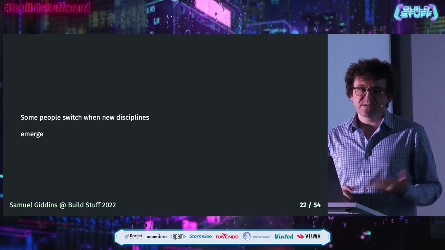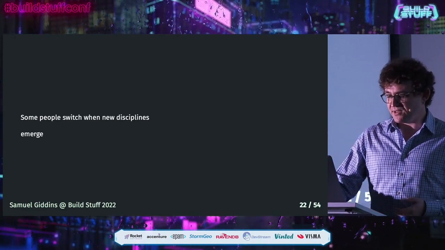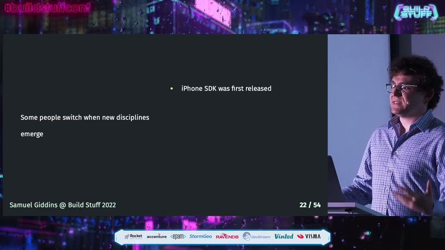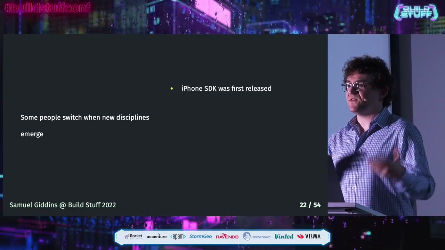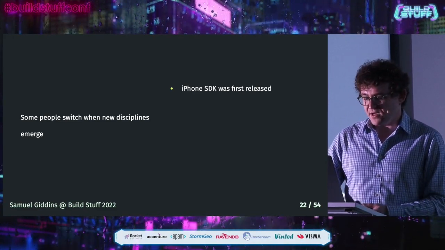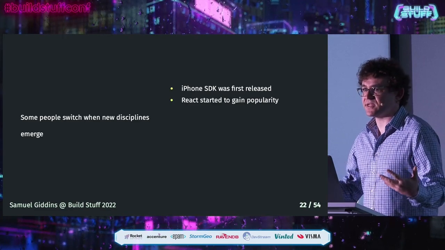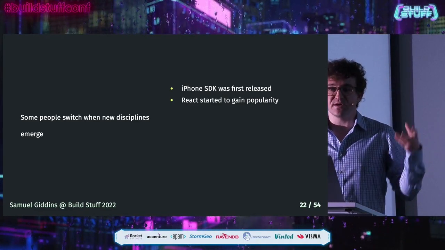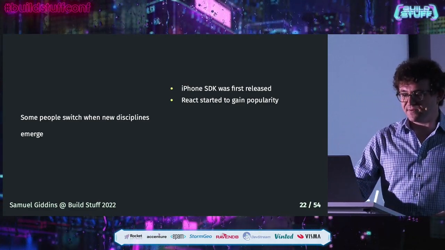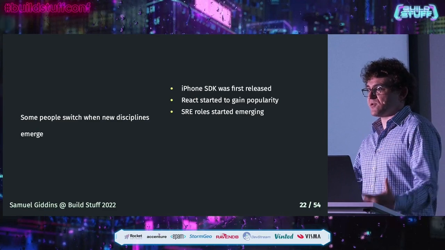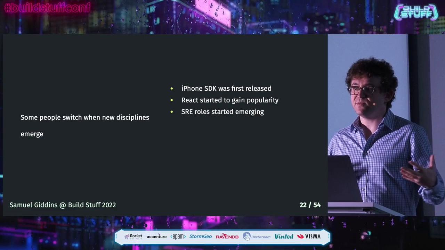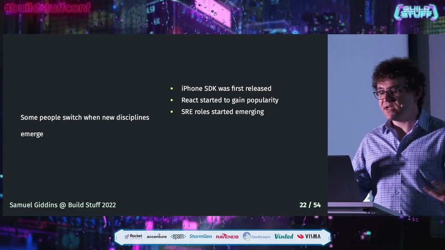A lot of people also switch when new disciplines emerge. For example, when the iPhone SDK was released, you had a lot of people becoming iPhone developers for the first time because you couldn't be an iPhone developer before then. When React started to get really popular on the web, you had a lot of people becoming front-end web developers who hadn't worked in that space before. When SRE roles started to become standard across the industry, you had people taking up those roles who hadn't been in them before.